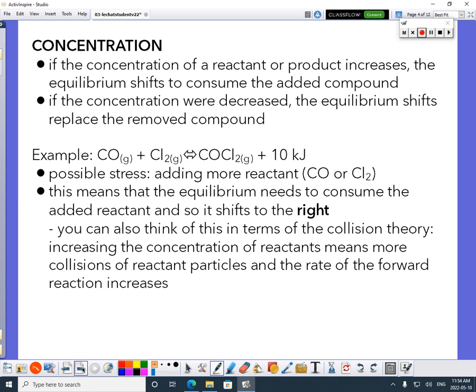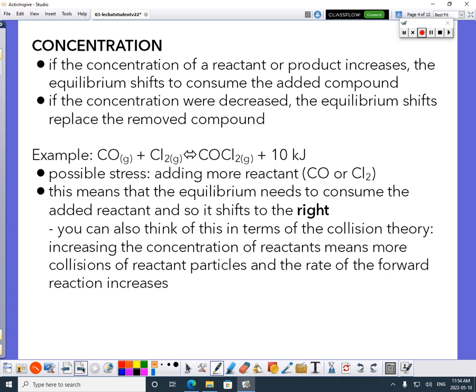So this example is already filled in for us. So the stress, sometimes you're told the stress, and then you have to talk about how it shifts. So the possible stress is adding more reactant. Sometimes a question will say, list the changes. When you have more than one reactant, like in this case, for example, if you said increase or add more CO or Cl2, because they're both reactants, that would be the same change. That would not get you 2 separate marks. Okay, so be careful there.